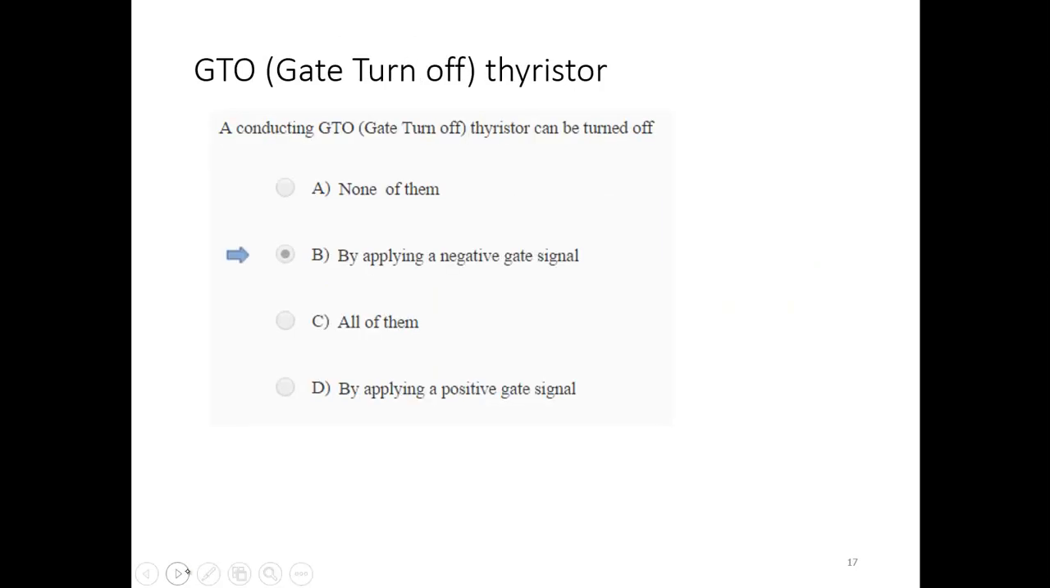The gate turn-off thyristor, or GTO, differs from a normal thyristor. With a normal thyristor, you apply gate voltage and it turns on. But with a gate turn-off thyristor, you can turn it off by a negative gate signal. A positive gate signal turns it on, and a negative gate signal turns it off. But the problem with these GTOs is that the turn-off gain is very, very large.